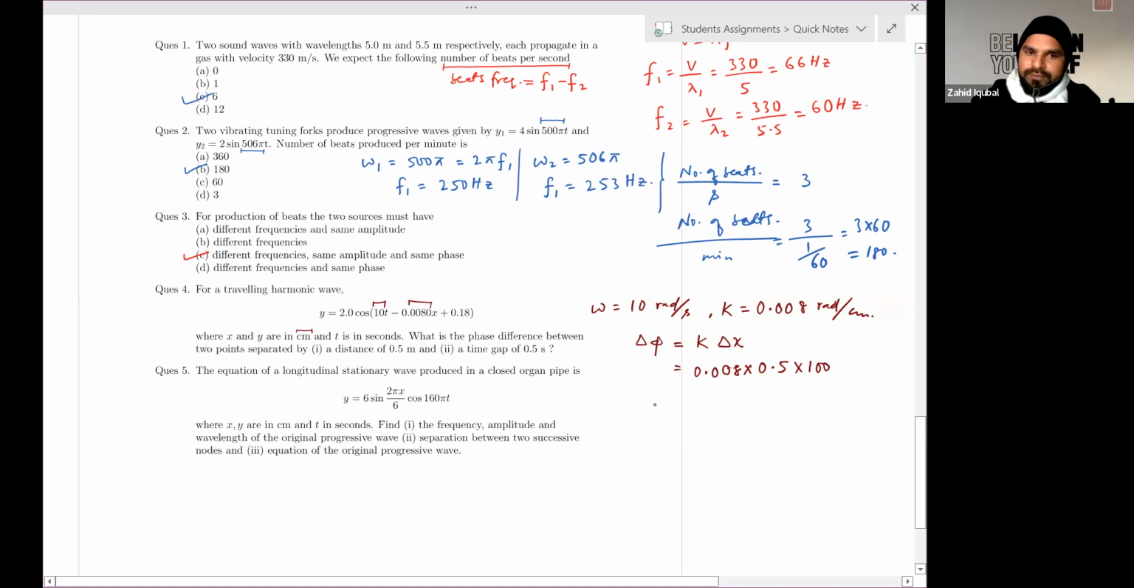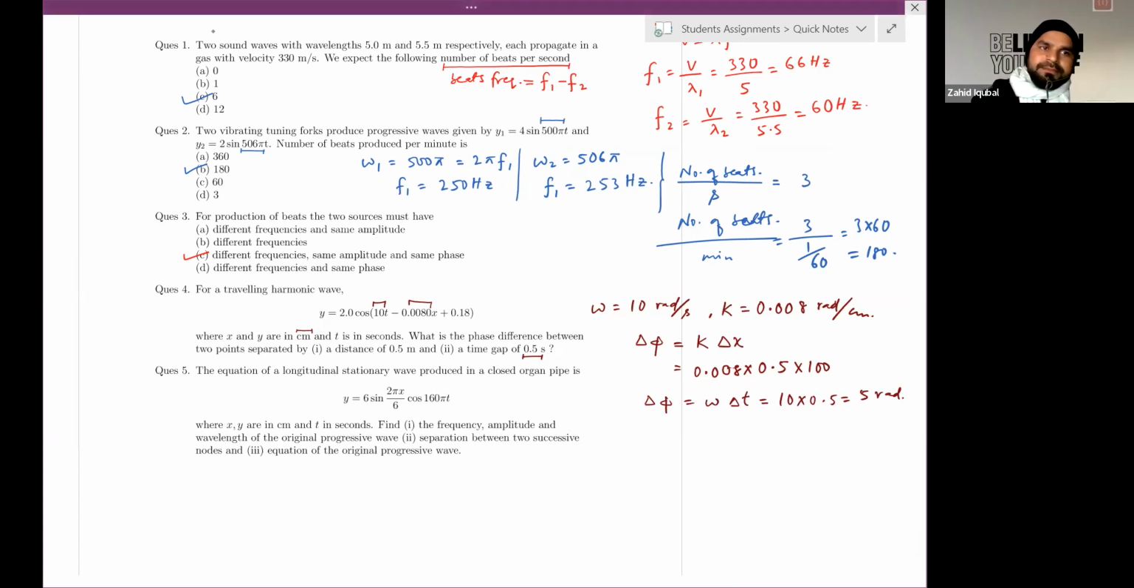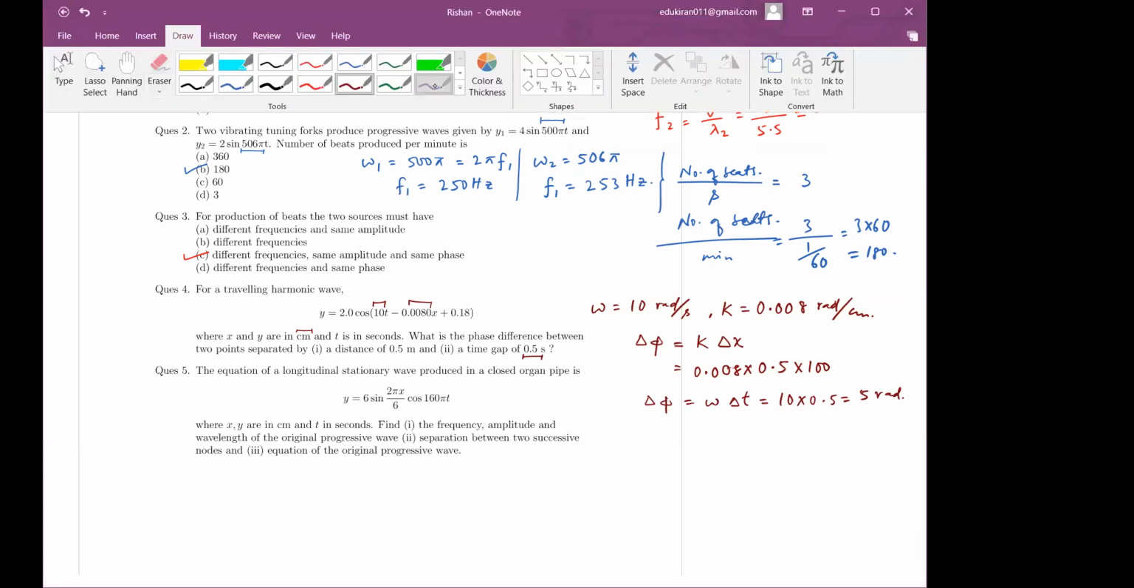In the second part, we have to calculate the phase difference related with time. So delta phi equals omega times delta t. Omega we have 10 and time difference we have 0.5 seconds. So you'll get 5 radian. Yusuf, any doubt? No, sir.